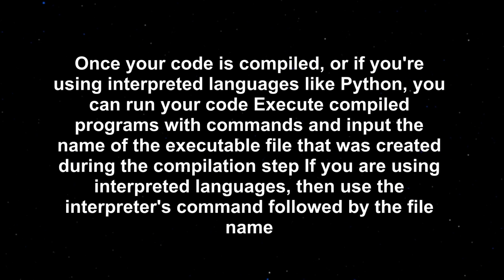Once your code is compiled, or if you're using interpreted languages like Python, you can run your code. Execute compiled programs with commands, and input the name of the executable file that was created during the compilation step. If you are using interpreted languages, then use the interpreter's command followed by the file name.